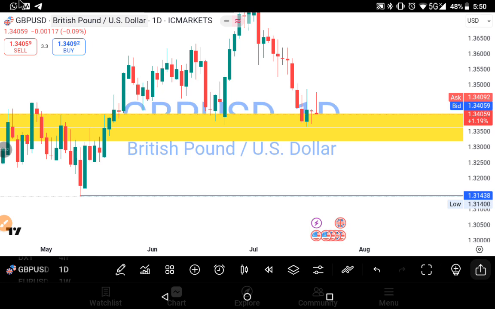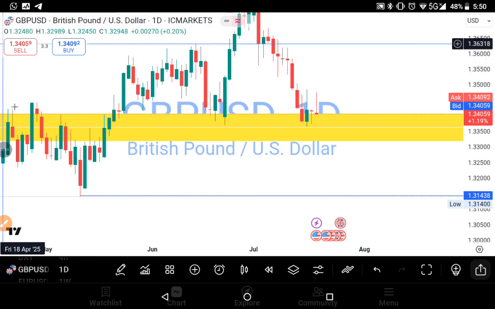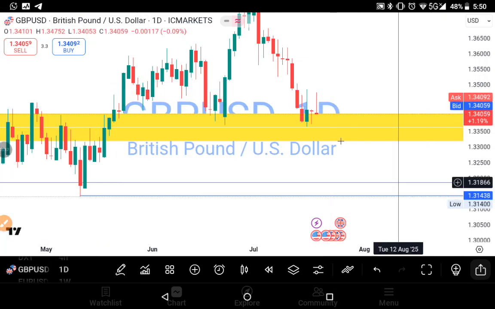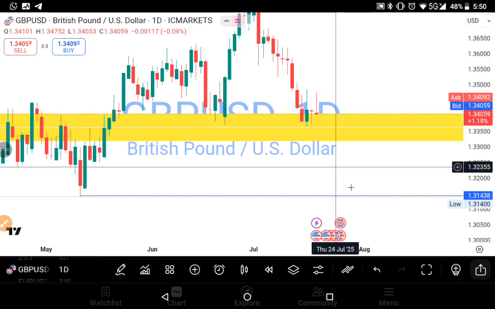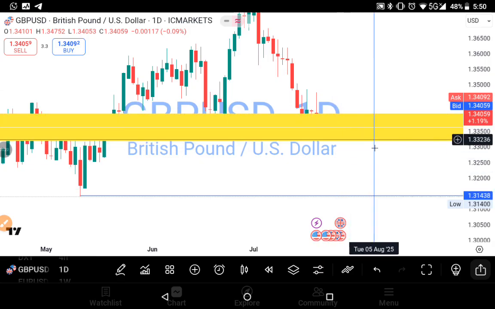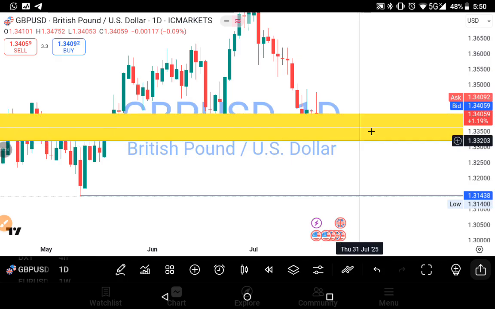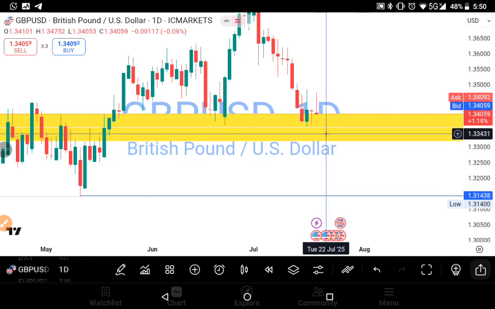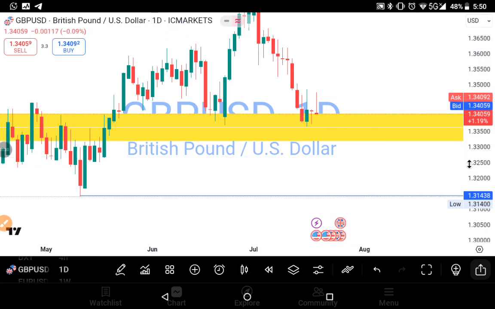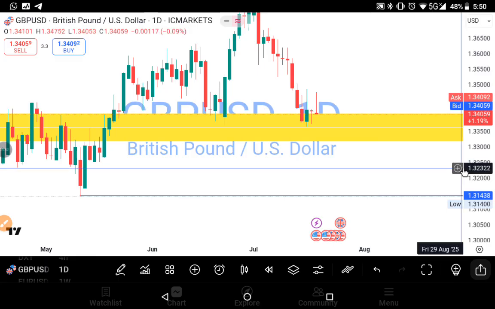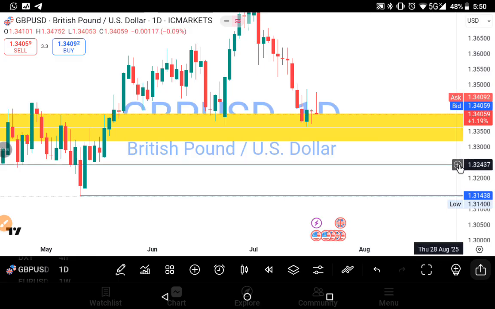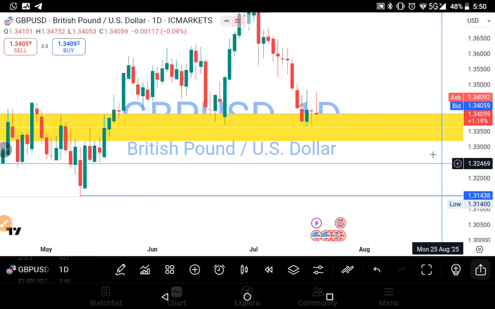So 1.35500 and 1.35 big figure should serve as the first resistance to the market. Then I'm expecting the consequent encroachment of this yellow shaded area also to serve as a resistance to the price. Once the market breaks through it, it should deliver us down to 1.32 big figure, 1.32500 and 1.33 big figure.